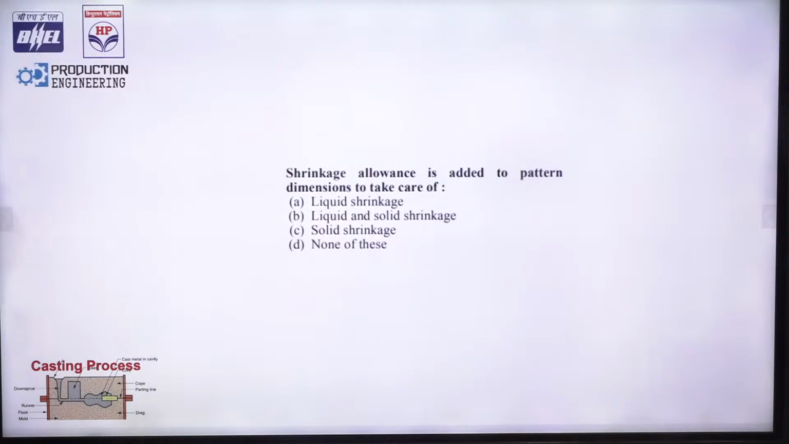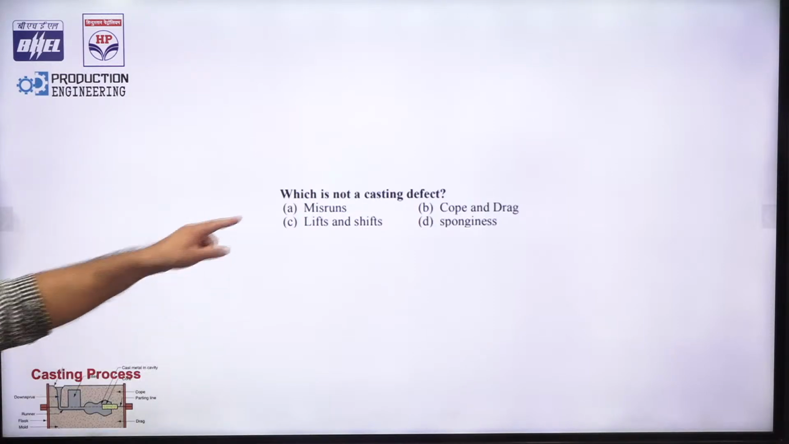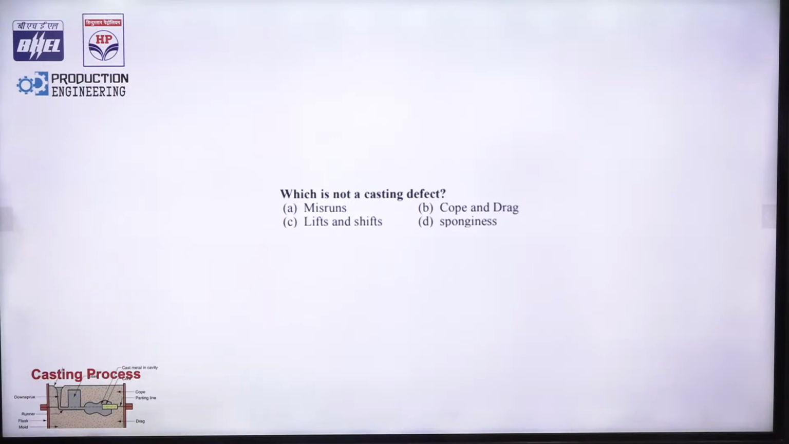This we have done. Shrinkage allowance to the pattern. We have done this. I think this question we have already done. Let's go for this. Which is not a casting defect? Mishran, lift and shift, cope and drag, sponginess. Cope and drag. You know what is cope and drag?